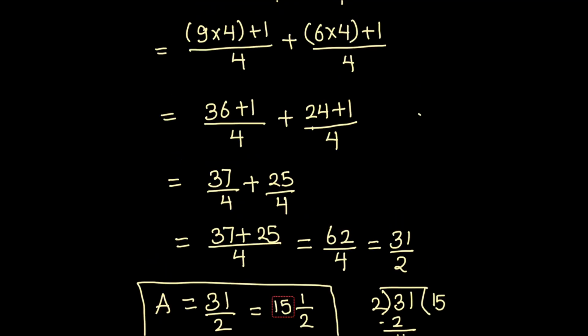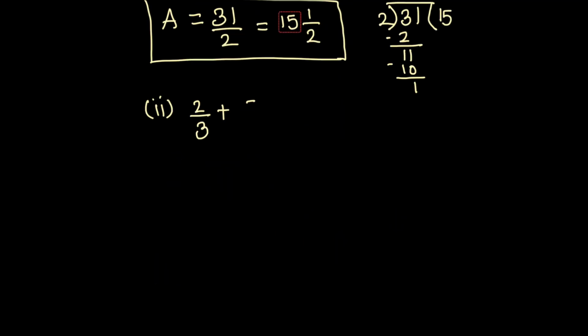Now let's solve the second example. Our second example is 2 upon 3 plus 5 upon 11. Here we have two fractions with different or unlike denominators. So first of all, we'll find the LCM of the denominators. LCM is the least common multiple. We also call it finding the common denominator or LCD. So the LCM of 3 and 11.